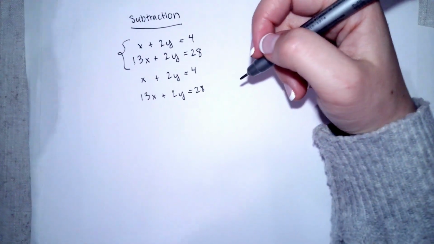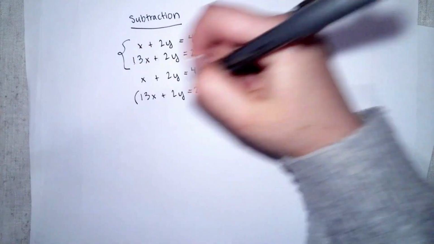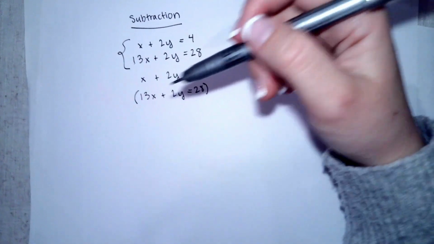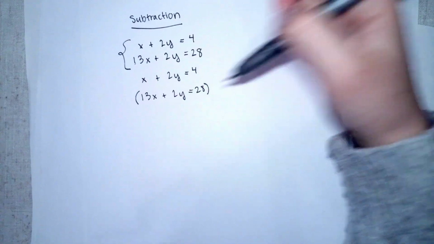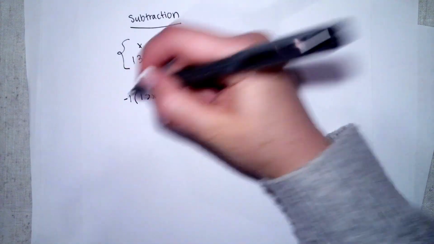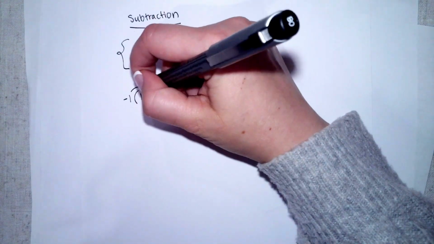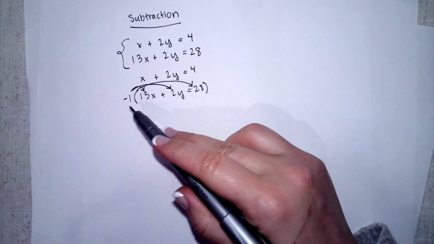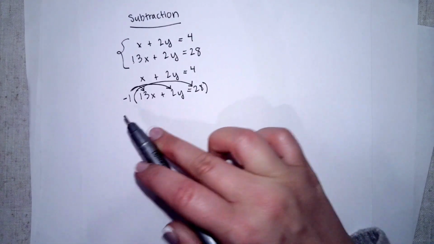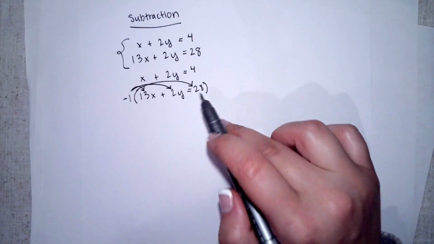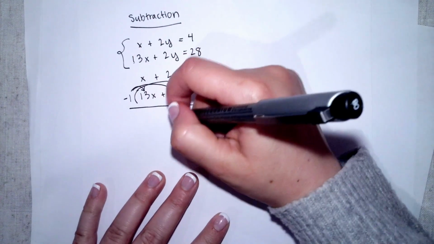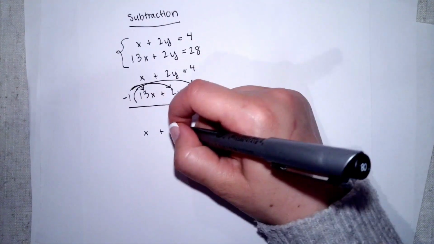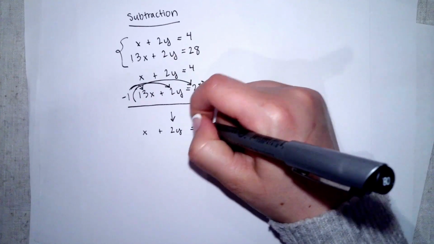Okay. And we are going to turn this equation negative. We're just going to put parentheses here, and you can think about it, we're just going to multiply -1 with each of these terms. So if you remember distribution, we're going to distribute that -1 to each of these. So it's going to be -1 times 13x, -1 times 2y, and -1 times 28. So that's how we're going to change this. Alright, so now we bring down the same equation from the top.